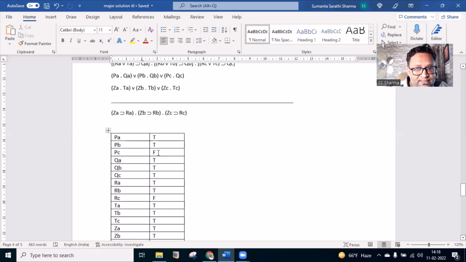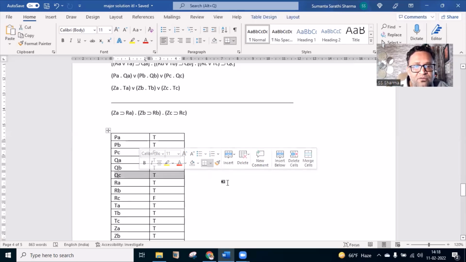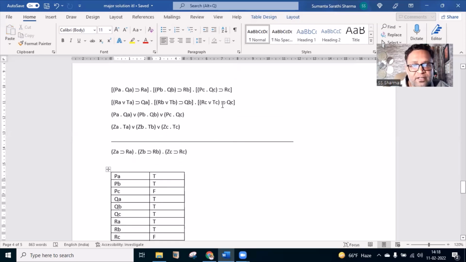So what we are doing is that we are making PC false. However, we are keeping QC true only. Right? So again, with one function, we are doing it. PC.QC will become false, and after that, RC will be false as well. So false implies false will be true. So this part will be true.